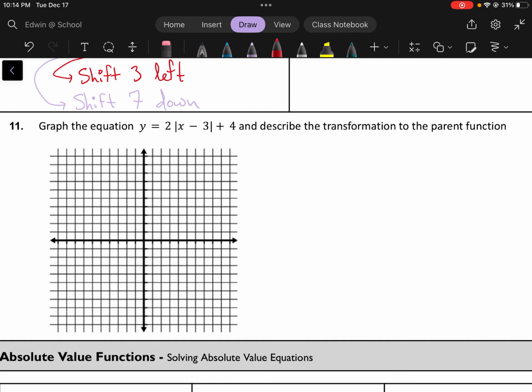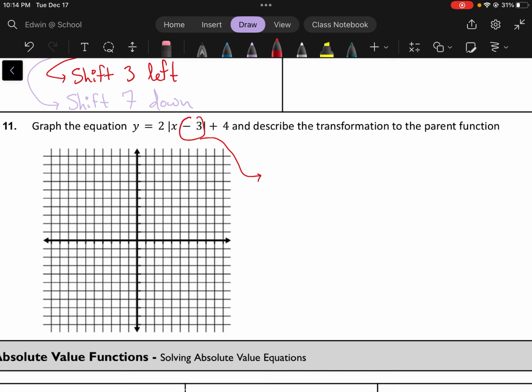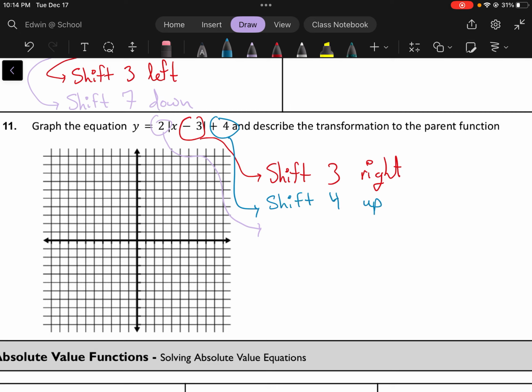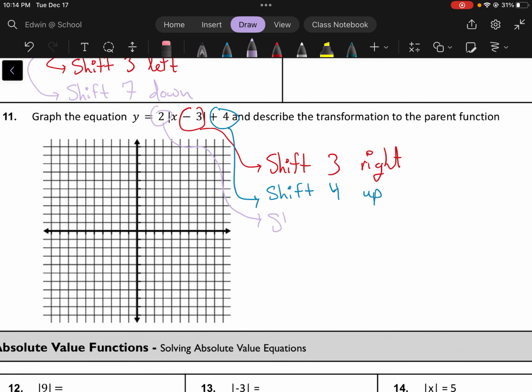So now that we have that, maybe we could use this equation to see how the transformations will affect the shape of the graph. So first, I'm just establishing all of the transformations. The negative 3 means it's going to shift 3 to the right because it's a negative 3. That plus 4 means it's going to shift 4 up. And then finally, that 2 means it has a slope of 2.